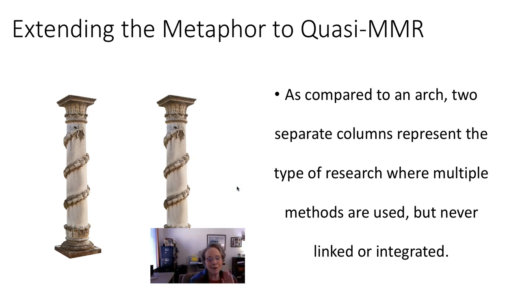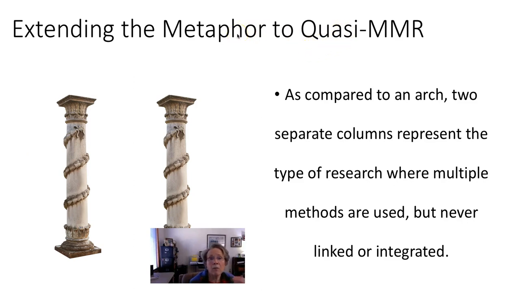As contrasted to the arch, I use the two separate columns to illustrate what is either called multi-method, or what Tashakkori and Teddlie call quasi-mixed methods research. I think it's better to call it multi-method research. I think it's more transparent to readers. A lot of researchers use multiple sources of data and never really intend to integrate them in any way. The column represents that.